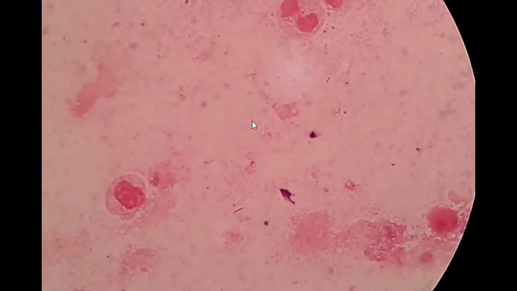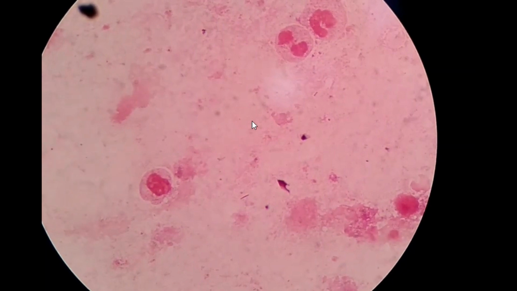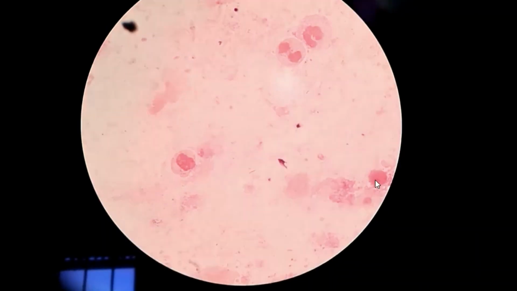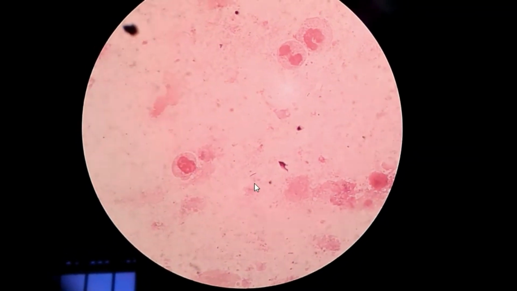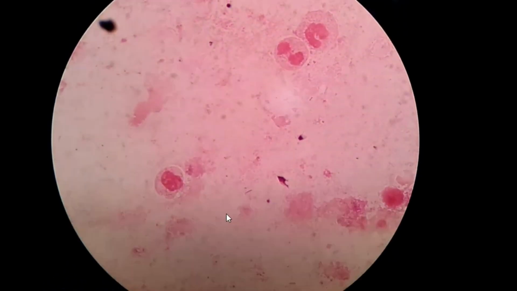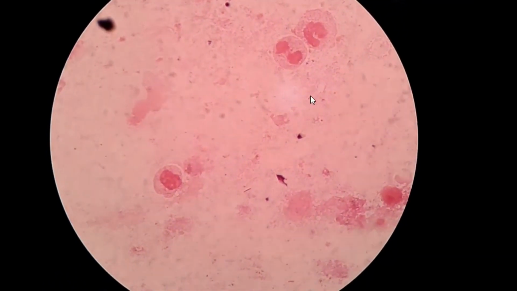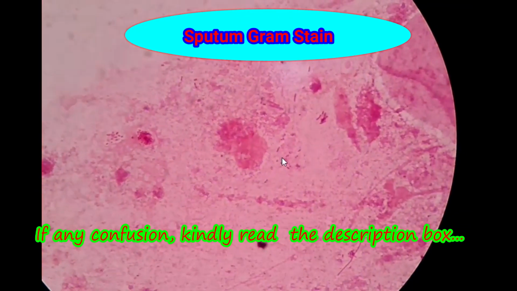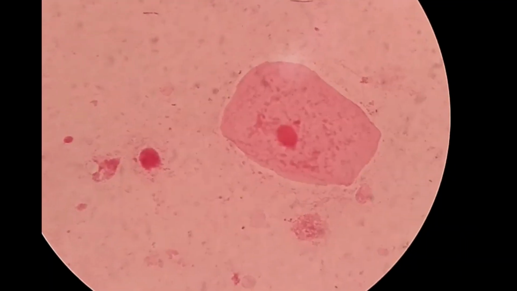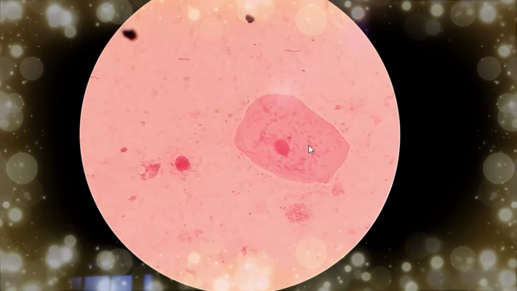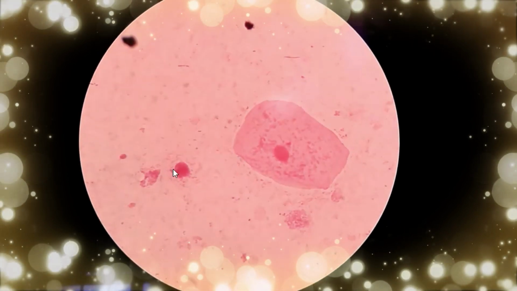So here you can see this is the oil immersion field. Here you can see this is a pus cell, this one is a pus cell, this is also a pus cell, and here you can see Gram-negative bacilli, this one too. Here you can see Gram-negative bacilli, and this is an epithelial cell at oil immersion field, and this is a pus cell, this one is Gram-negative bacilli, this one Gram-negative bacilli.